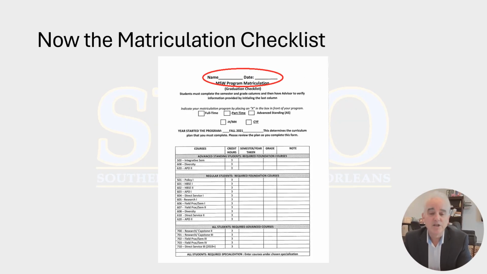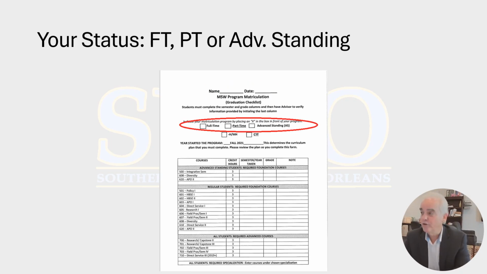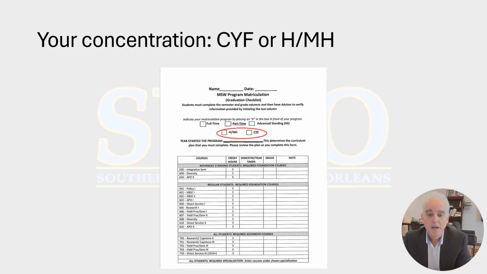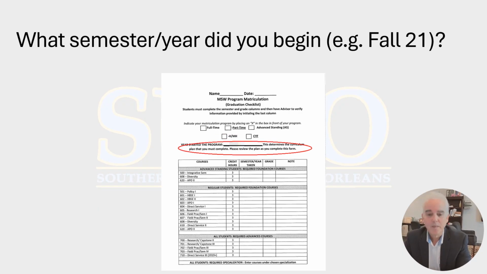Now, the matriculation checklist is essentially you doing your own transcript. So you go to Banner, you pull up your transcript, and you begin filling this out. Easy part first, your name and the date that you're filling it out. Then you want to go down to, are you a full-time, part-time, or advanced standing student? Check one of those boxes. Then you want to check your concentration. Are you HMH, which is health, mental health, or are you CYF, which is children, youth, and families?